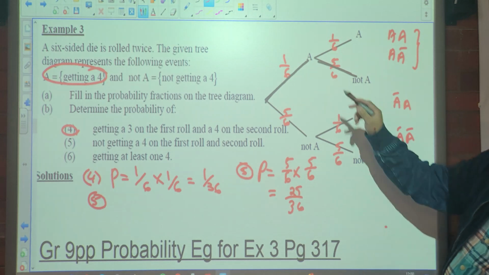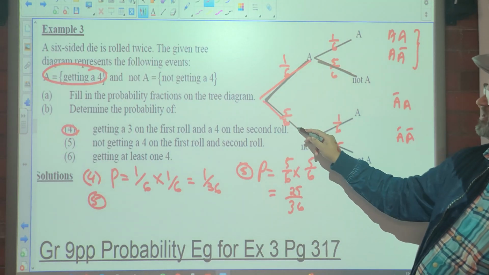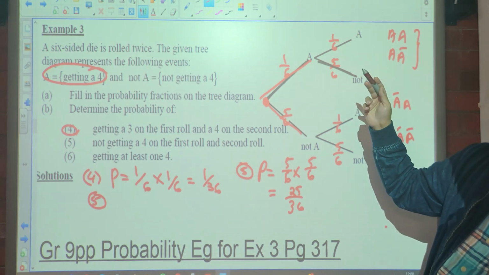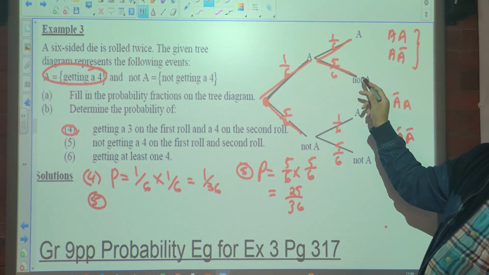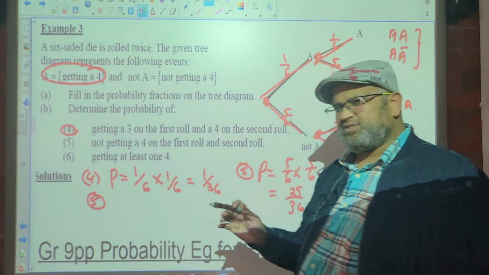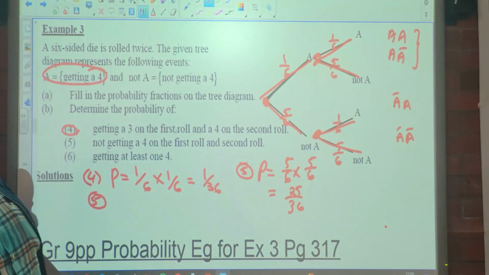Okay. Before I forget, people, 1 over 6 plus 5 over 6 adds up to 6 over 6, which is 1. You see that the branches will always meet up at 1. It will always add up to 1.